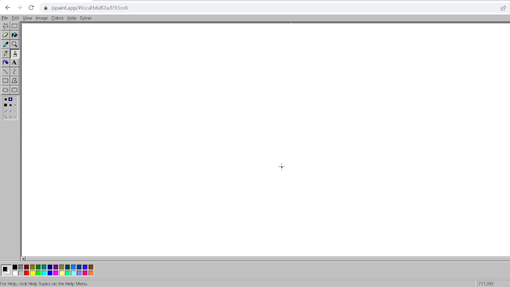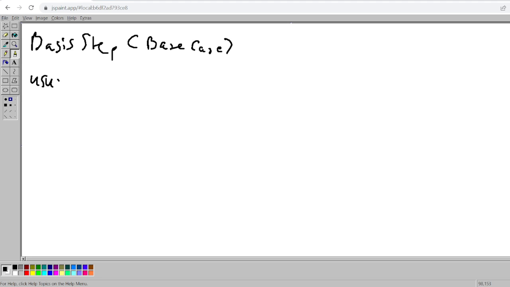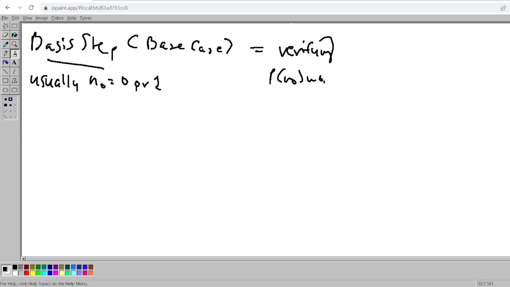In applications, induction often starts with n naught being 0 or 1, it doesn't matter. And there are three named steps. So we have the basis step, lovingly referred to as the base case. Usually n naught is equal to 0 or 1. It doesn't really matter. Basically, verifying P of n naught works.